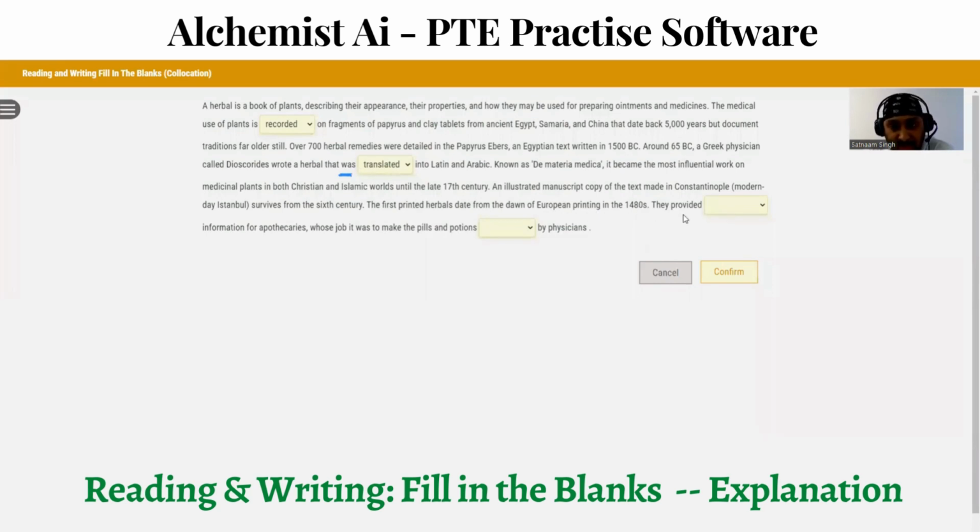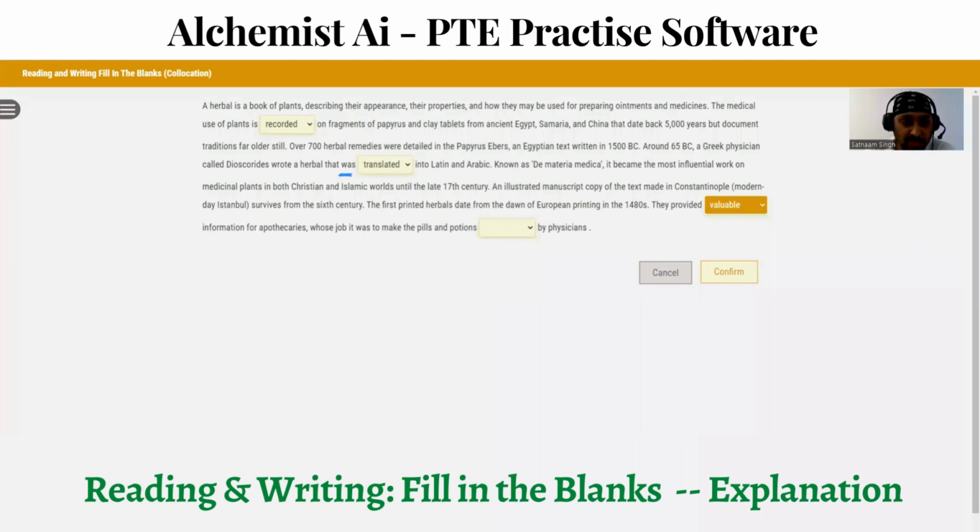They provided dash information for apothecaries whose job is to make the pills and potion dash by physicians. Okay, they provided dash. They provided what? They provided some kind of information. So information is a noun. We need to provide an adjective. So we can't say hypothetical. Hypothetical is like an imaginary thing. We cannot say potential either. I would say they provide valuable information, right? Information is valuable.